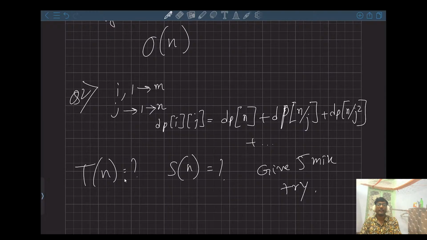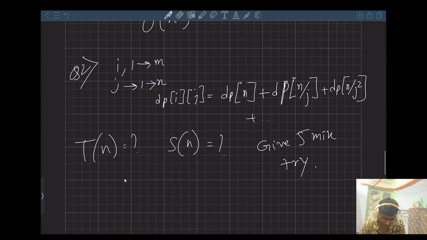I hope you have given enough time. Let's try to solve this now. So we are traveling from n to n by j plus n by j square plus n by j to the power 4, basically multiplying every time.